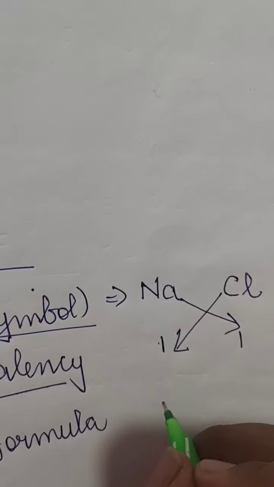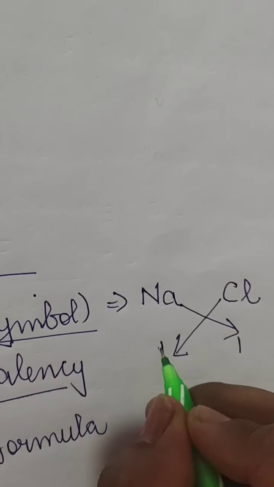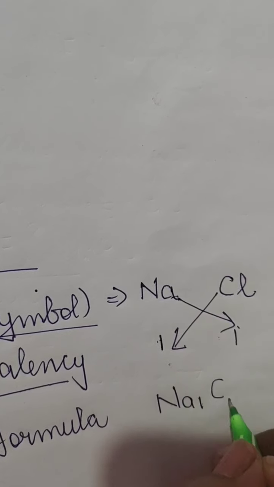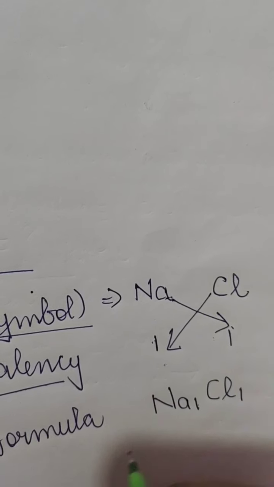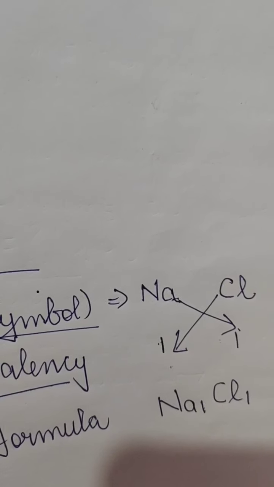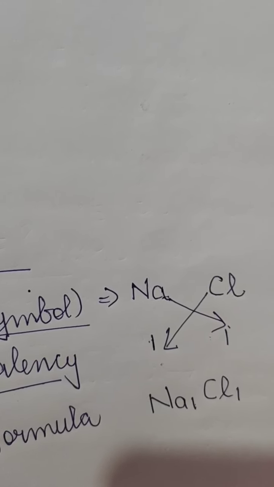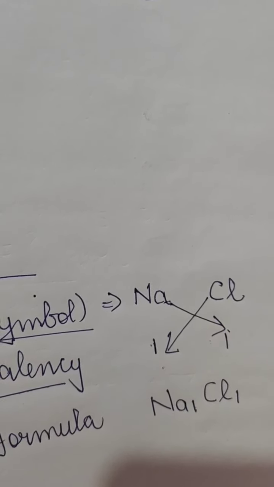Now writing the formula, it will be exchanged, like it will be Na. Now this 1 of Cl will come with Na, and this Cl will have this 1. Because 1 and 1, generally we don't mention 1, we mention when it is 2 or more than 2. But when it's 1, we just remove it. So we will write here NaCl. So this is the symbol of sodium chloride, it is NaCl. Now if it had been 2 and 2, then also it would be cancelled, because when there are the same valencies they become cancelled. So we don't write those.